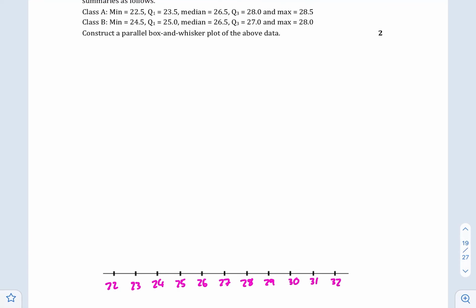Okay. Now 22.5 is the lowest number for the first class, and then we go up to 23.5, so that's not very far of a movement. Next, our median is 26.5. And then we have our Q3, which is 28. And then the max is 28.5, so that's where I'll put that. So that's class A. We've constructed one of the box and whisker plots.